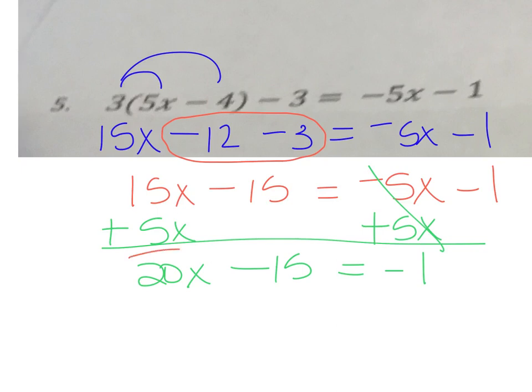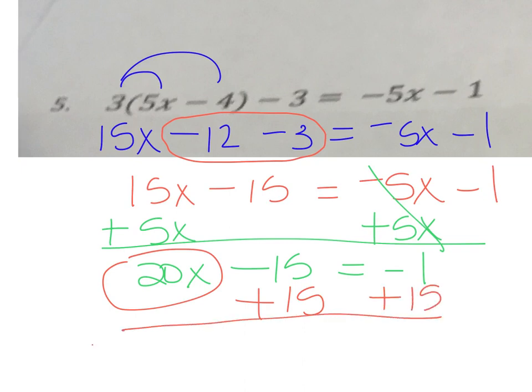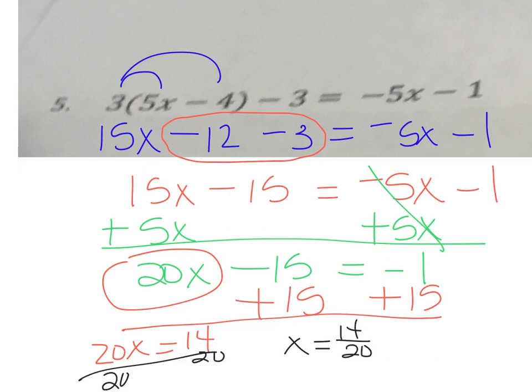Okay, I'm ready to isolate the variable. So leave the 20x alone. I'm going to add 15 to both sides. And I get 20x equals 14. So I need to divide both sides by 20. And I get the answer of x equals 14/20, but I can divide both of those by 2, and I have to. So I get the answer of 7/10.